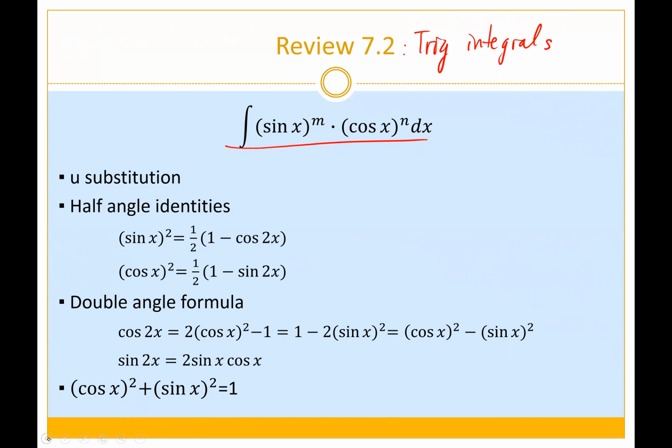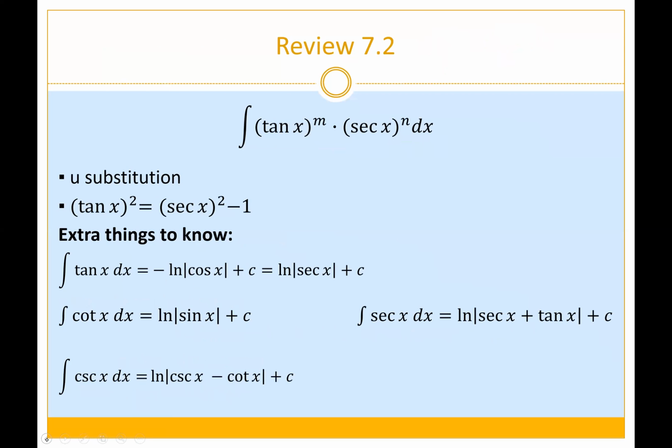They're just going to be around u substitution, using half angle identities or double angle formulas, and then the very important cosine squared plus sine squared equal to 1. That's all we need to solve this kind of problem. Then for tangent and secant, again we use u substitution. These are relations that we just used in example 6. And then some extra things are these integrals that I already mentioned at the beginning of this section today.